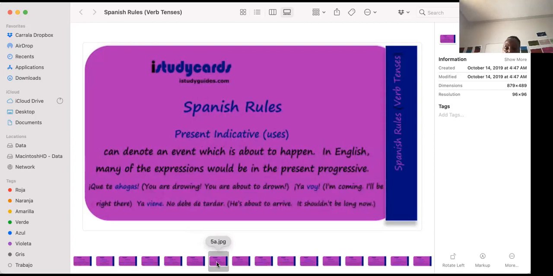All right, I'm going to stop, and I'll come back with the present indicative when it's denoting an event which is about to happen, okay? Because I don't want this to be too long.